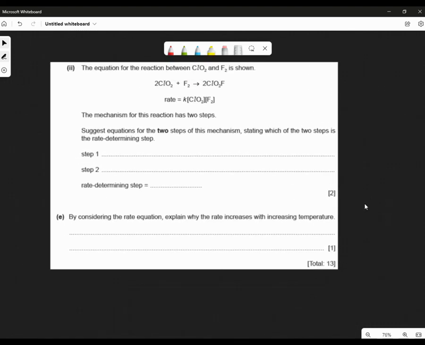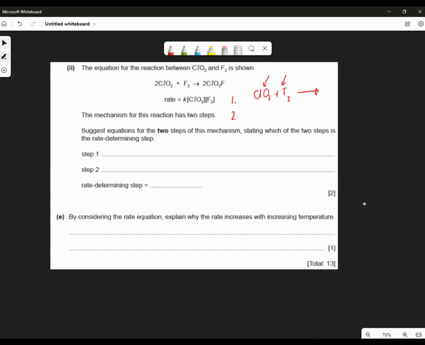The equation for the reaction between that and that is that. Now, the mechanism has two steps. Suggest equations for the two steps of this mechanism, stating which of the steps is the rate determining. So there's two steps involved in this. One of the steps must involve one of these plus one of these forming something. That's one step, and the second step is something else. Okay, so which one is the rate determining step? It must be this one with one of these in and one of these in.